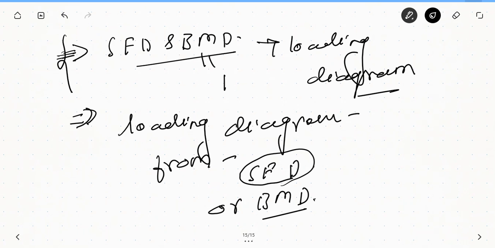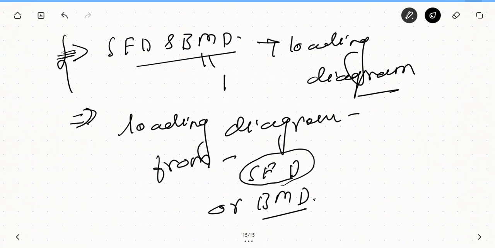One more very important point, make a note that the bending moment and shear force diagram is always drawn for a static structural unit, a structural unit which is in static equilibrium condition. For those types of structural units we can plot the bending moment and SFD.